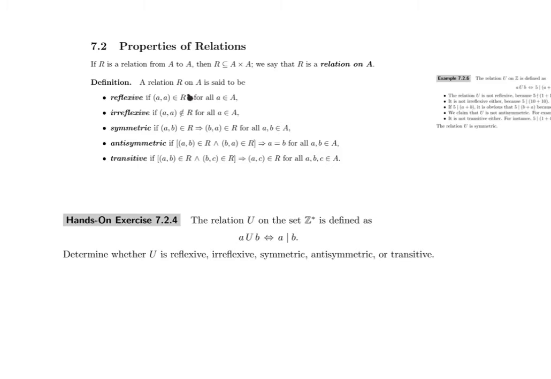Slightly different example. Now our relation is defined on the set of non-zero integers. In other words, we have some negatives and positives here, and this relation U is defined as A is related to B if and only if A divides B. So it's very similar to the previous hands-on exercise. And you're checking whether this is reflexive, irreflexive, symmetric, antisymmetric, or transitive. And when you're done with that, compare with what you got in the previous hands-on exercise. See if there's any connections you notice.